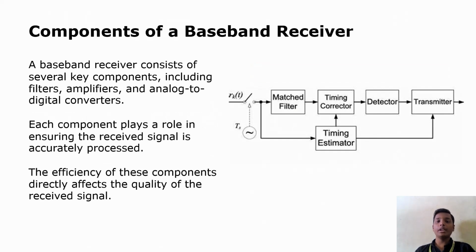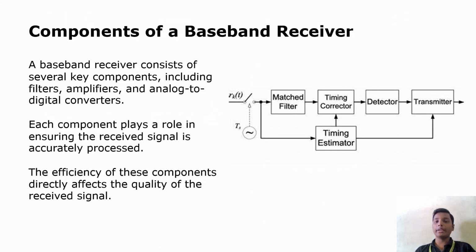Components of a baseband receiver. A baseband receiver consists of several key components including filters, amplifiers and analog to digital converters. Each component plays a role in ensuring the received signal is accurately processed. The efficiency of these components directly affects the quality of the received signal.